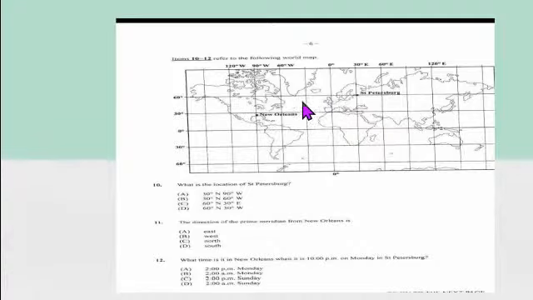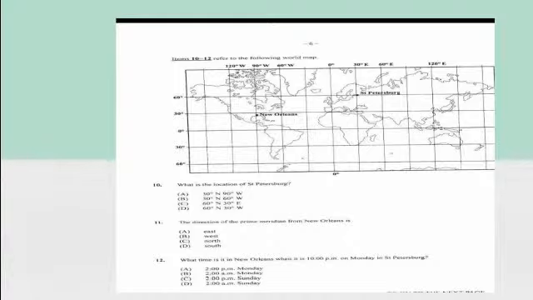120 degrees, we divide that by 15 because 15 degrees equal to 1 hour. 120 divided by 15, I don't know how much that is. Let's see. Let me find a pencil. Probably 9. Just guessing. Okay. So 120 divided by 15 is 8 hours.